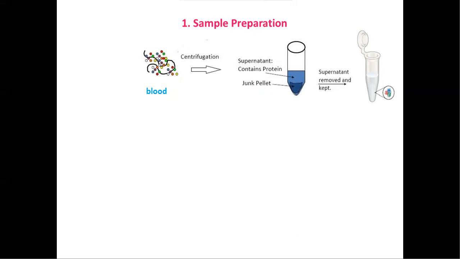Then we add a few chemical agents to the blood serum to prepare a sample solution. These agents include SDS, sodium dodecyl sulfate, and bromophenol blue. SDS is used as an anionic detergent to produce negatively charged proteins. It also denatures the protein molecules. And bromophenol blue gives a blue color to the protein sample.